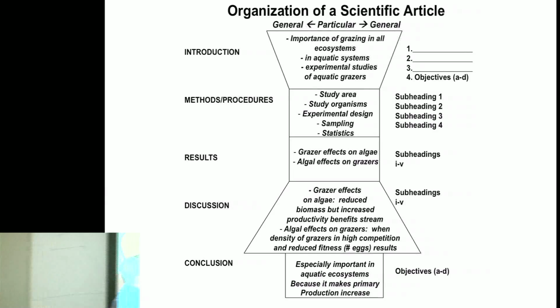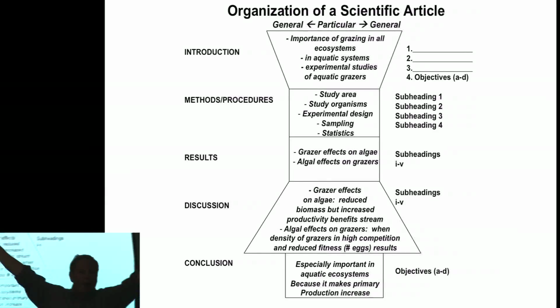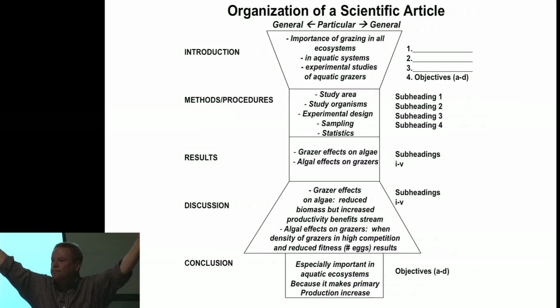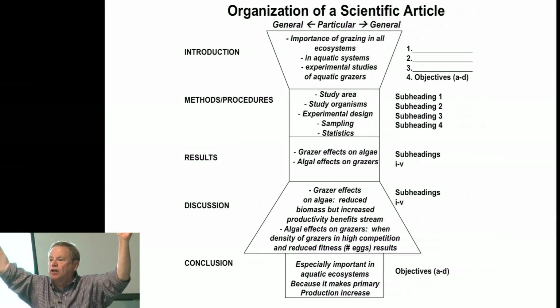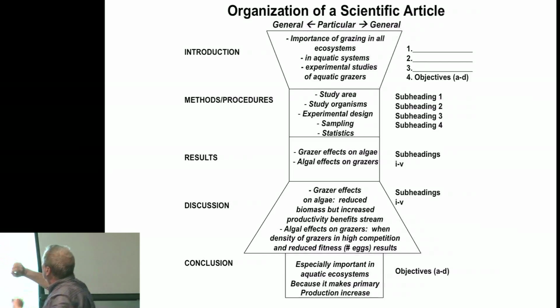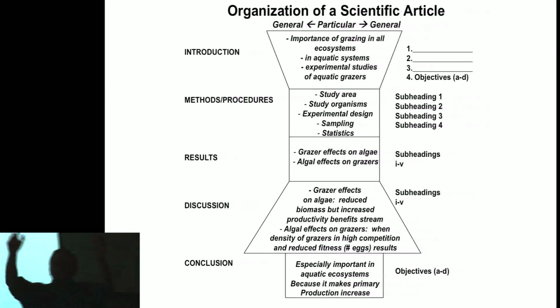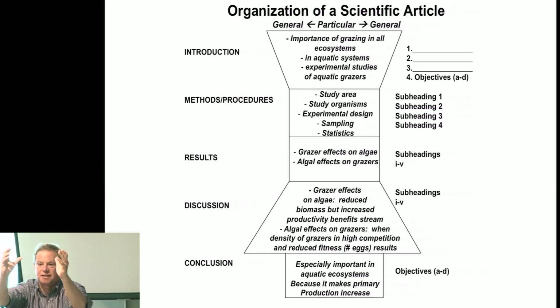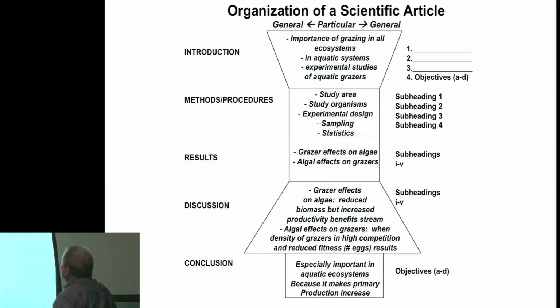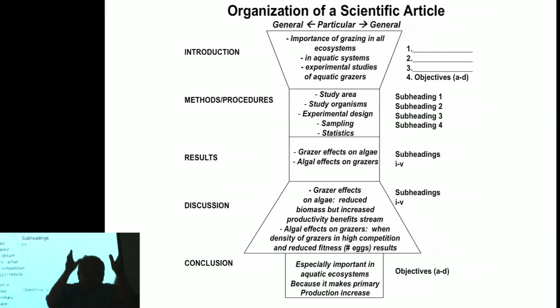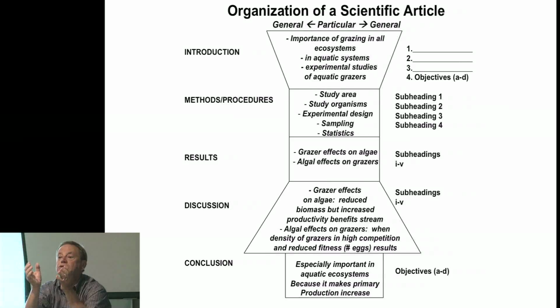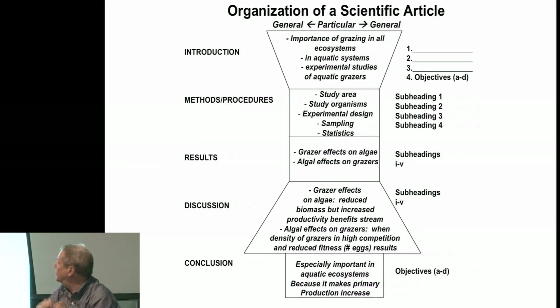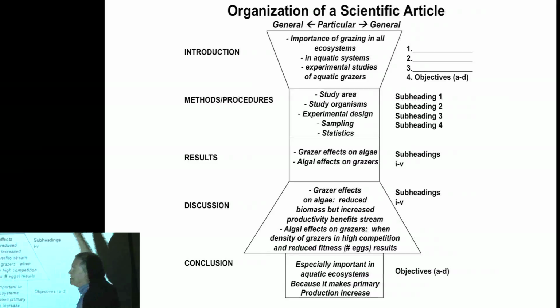So if we look at our introduction, our first paragraph is very broad. The importance of grazing in ecosystems. The importance of grazing in all ecosystems, terrestrial, aquatic, marine. Then we talk about the importance of grazing in aquatic systems. We narrow it down. Then we talk about specific types of studies of grazing, that is, experimental studies of grazing, and then we give the specific objectives of our study.